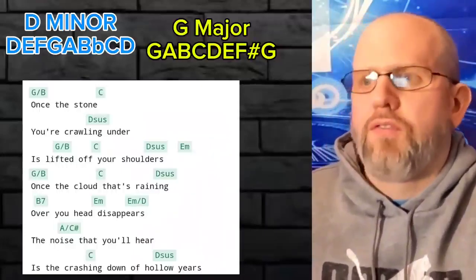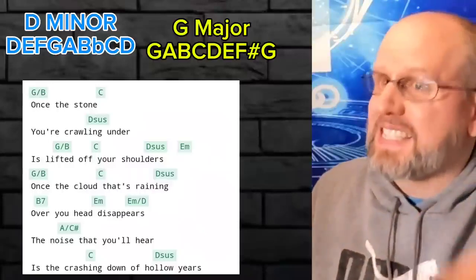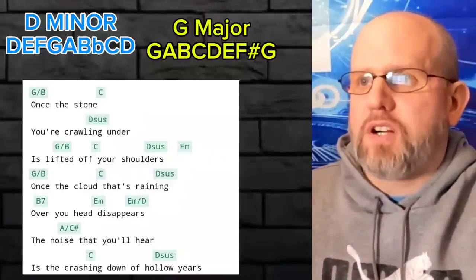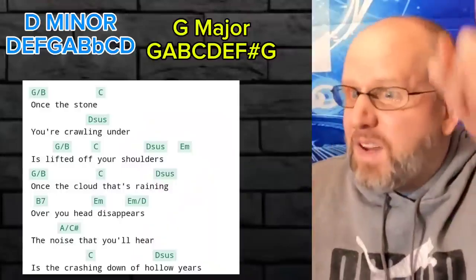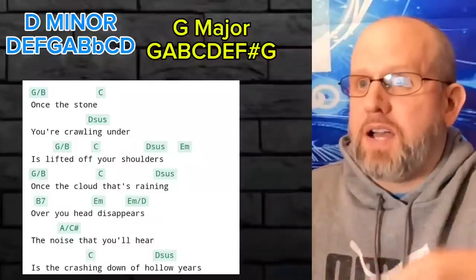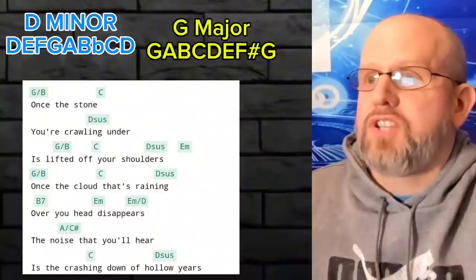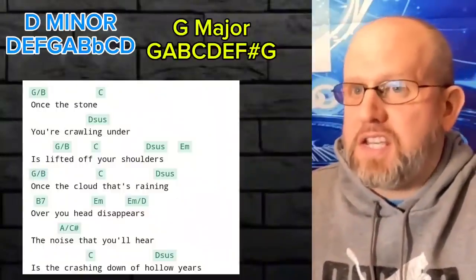1, 4, 5. Then we're throwing E minor as the 6. So we're kind of doing what we did earlier. Up, 4, 5. Now a B7 brings us to E minor as a resolution to the 1, E minor. Then there's A with a C sharp in the bass, down to a C, back to the D.